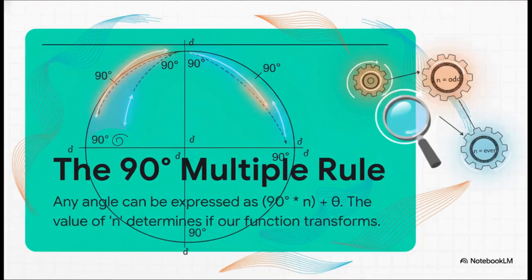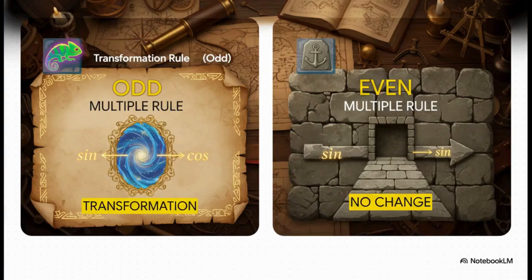So the big idea here is that any angle, no matter how huge, can be broken down into a multiple of 90 degrees plus a smaller, much friendlier angle. And the key to this whole thing is whether that multiple, that little n in the formula, is an odd number or an even number. And here is that final rule. It's actually really simple. If your multiple of 90 is odd, like 1 or 3 or 5, the function actually transforms. Sine flips to cosine, tangent flips to cotangent. But if the multiple is even, like 2, 4, or 6, absolutely nothing changes. The function stays exactly the same.